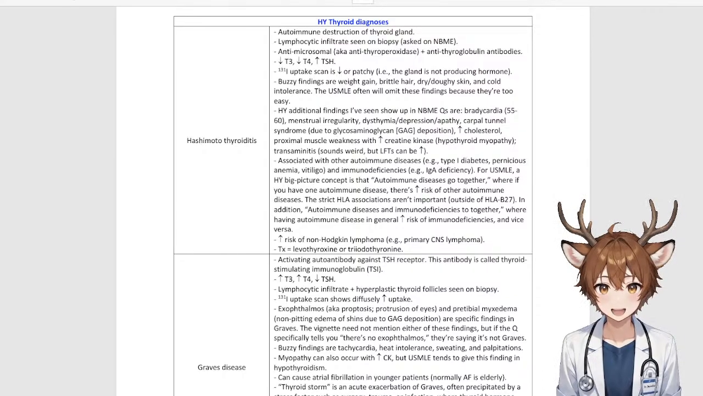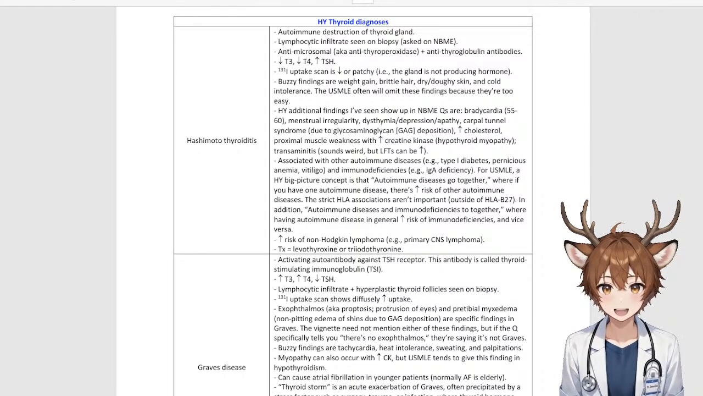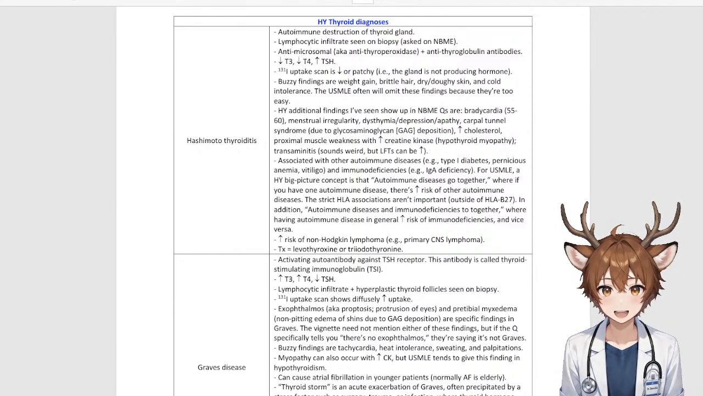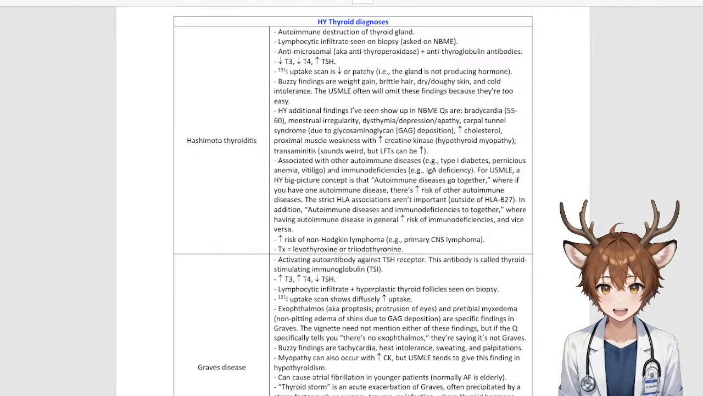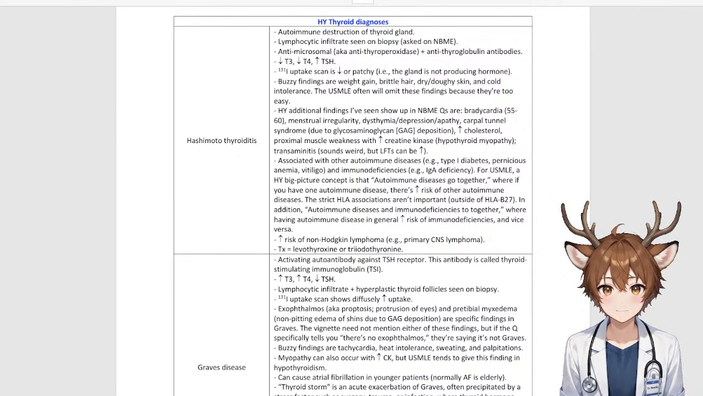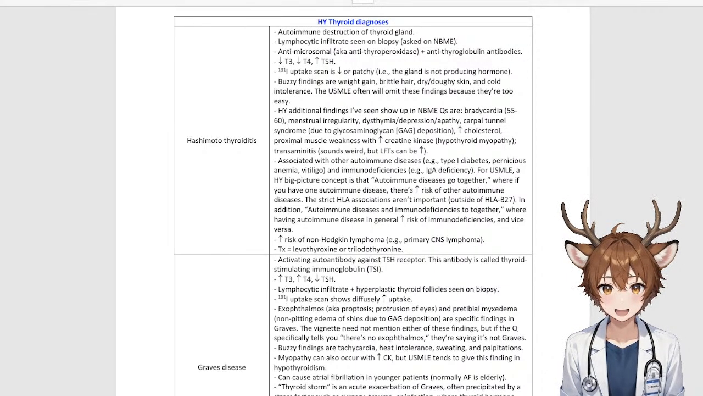Buzzy findings are weight gain, brittle hair, dry/doughy skin, cold intolerance. The USMLE will often omit these findings because they're too easy. Well, that's fun because if you have a real patient, you'll see those findings, but whatever. We can't give it away. We have to ask you, but we can't make it clear.